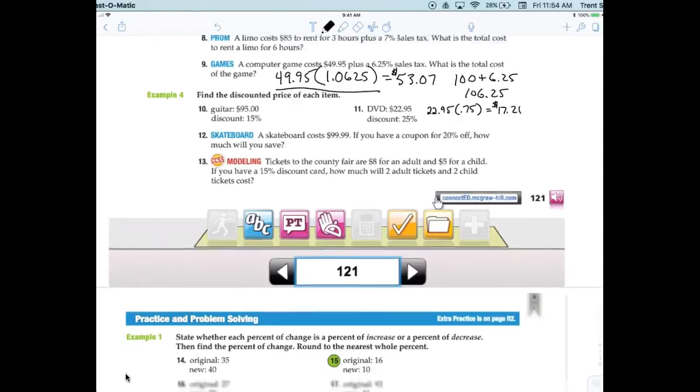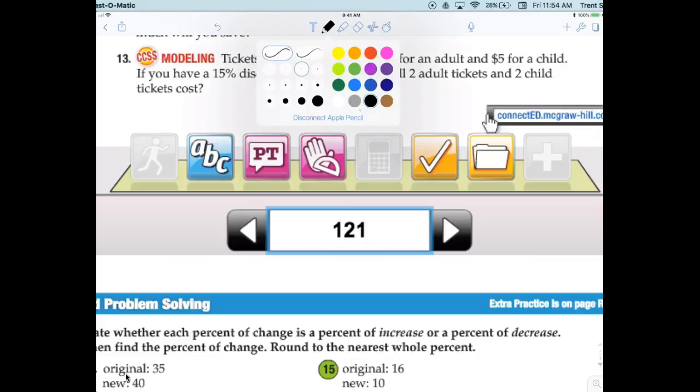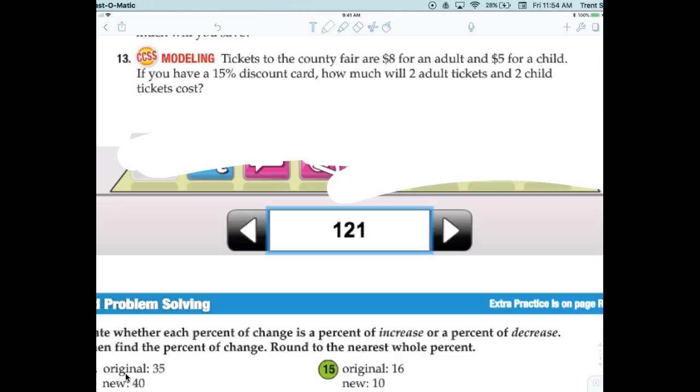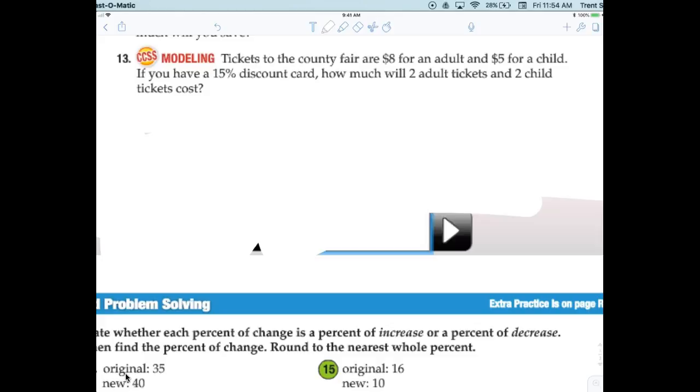All right, here we go. 13. Again, the word problem is generally a little bit harder, but not for us. It says, tickets to the county fair are $8 for adults and $5 for children. If you have a 15% discount card, how much would two adults and two child tickets cost?